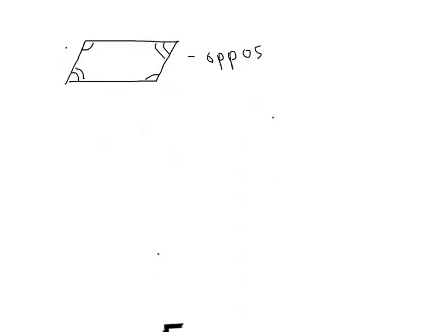Okay, so the first one is if a quadrilateral is a parallelogram, then its opposite angles are congruent. So here's your parallelogram, just an object with two sets of parallel sides. And if it's a parallelogram, then its opposite angles are congruent. So this would be congruent to this, and these would be congruent to its opposite. So you need to write down opposite angles are congruent. Okay, so opposite angles are congruent.